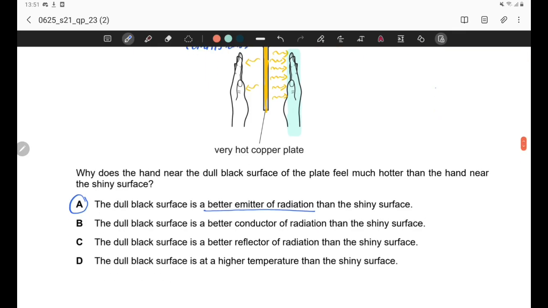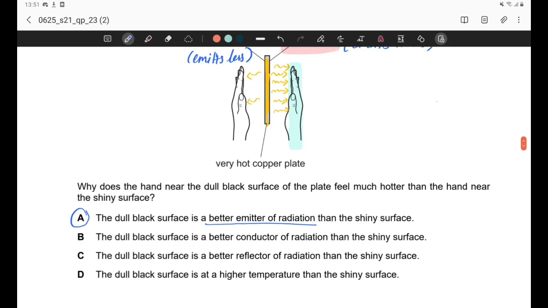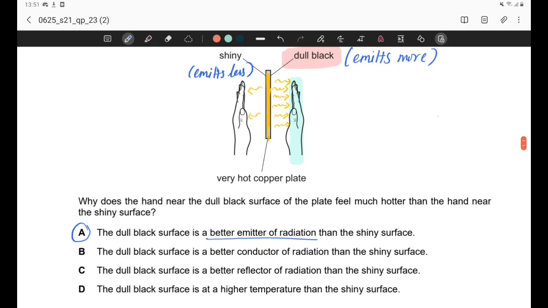Option B says the dull black surface is a better conductor of radiation than the shiny surface. The statement can be correct, it is a better conductor, but here the reason why the hand next to the dull black feels much hotter is the heat rays emitting from the dull black surface. So we should only focus on the emitting properties, not the conduction or reflection, which is mentioned in option C.